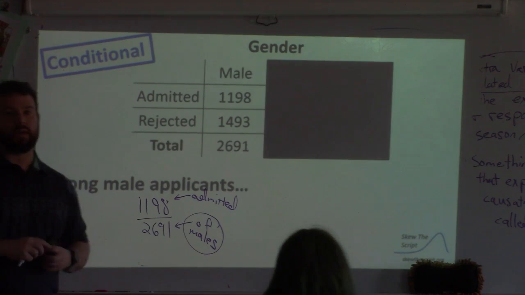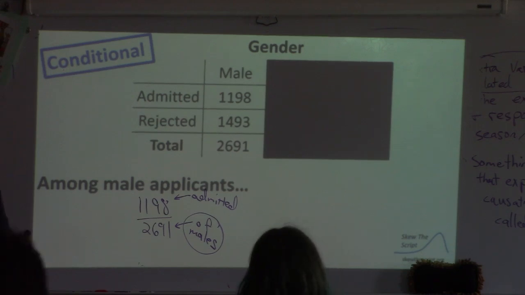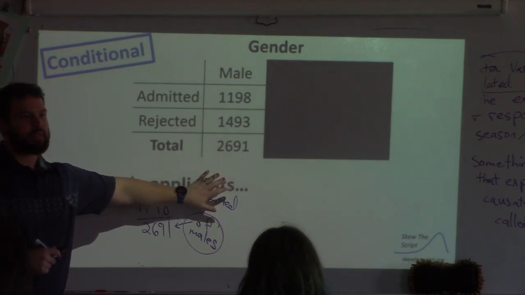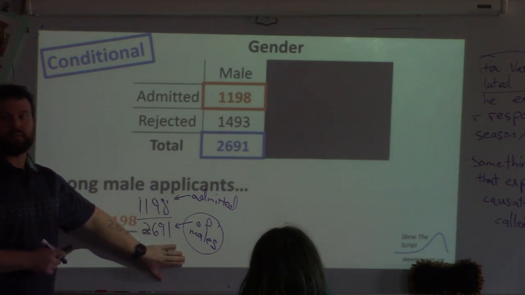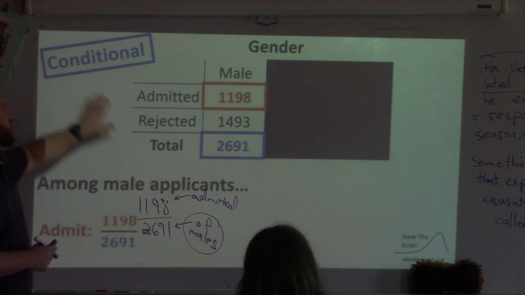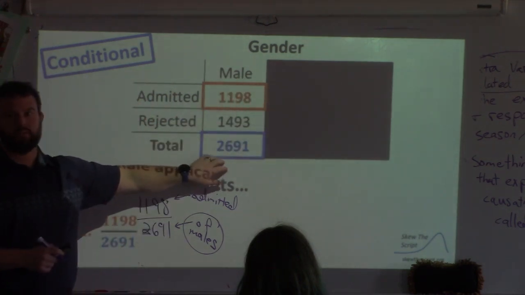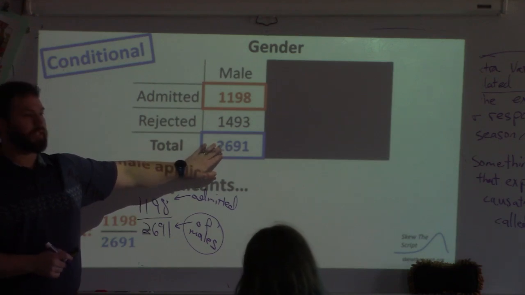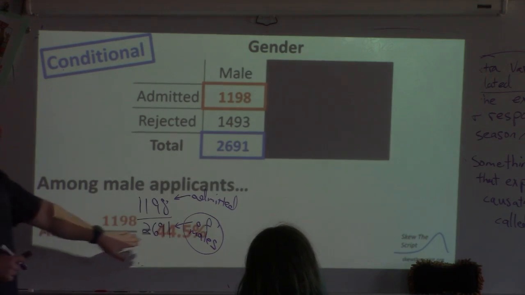Notice, in this case, I have set a condition. Am I looking at everybody? No, I'm not looking at the percent of admitted males. I'm looking at, of the males, what were admitted. Okay? So we set a condition. I'm not looking at everyone, I'm only looking at males. When we say conditional, I'm not looking at everything, I'm just looking at that condition. That becomes my new total. Okay? Does that make sense? Does that help the conditional make sense? Okay? And so notice you can get a percent.